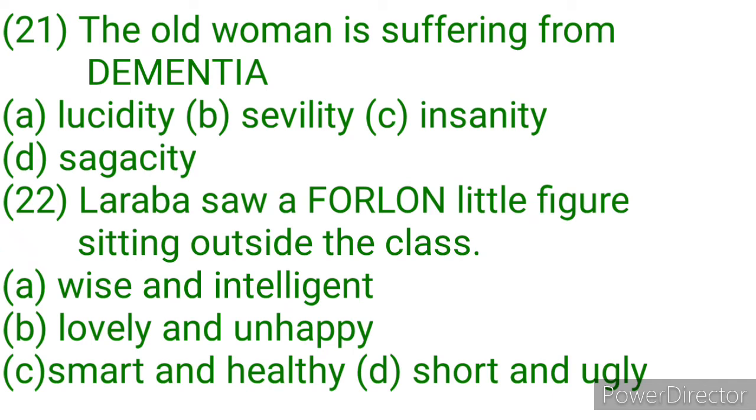Option C, we have insanity. Insanity is mental illness associated with madness. So this is the correct answer. This is the word closest in meaning to the word dementia. Option D, sagacity. Sagacity is used in referring to a person who is wise and reasonable. A sagacious person is someone that is wise, someone that is reasonable.